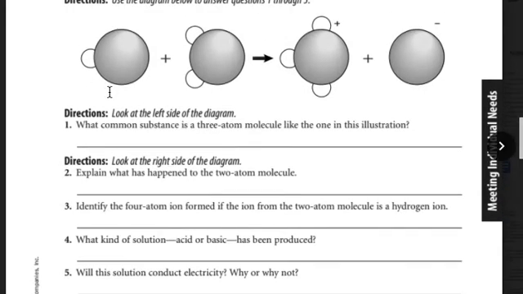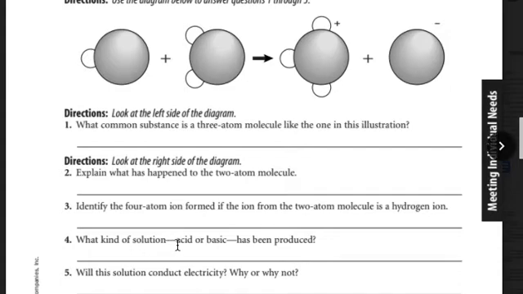So here's the 2-atom molecule. What happened here? Looks like it gave up this extra atom, which we've already identified as a hydrogen atom, forming H3O positive. So to describe that properly, we would say it lost a positive ion. That's why it's negative over here without that extra hydrogen attached to it. Number 3, identify the 4-atom ion formed if the ion from the 2-atom molecule is a hydrogen ion. So right here you've got the 4-atom ion, 1, 2, 3 hydrogens and 1 oxygen. That's again our hydronium ion. The 4-atom ion would be a hydronium ion.